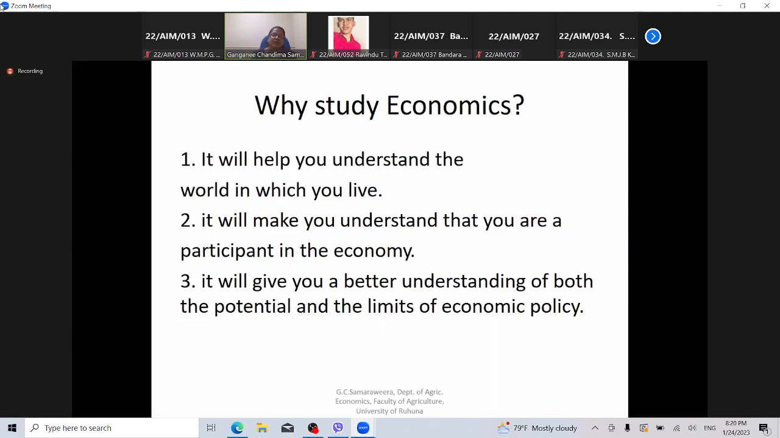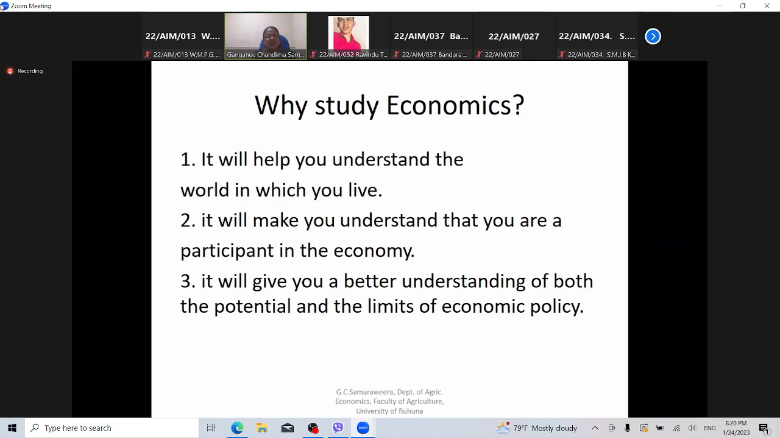Okay, what is the situation of the world where you live? What is the economic situation? How people buy things, how people eat things, how people live. So all of these you can learn while you are studying economics. Next one, it makes you understand that you are a participant in the economy. After studying economics, you are also a participant because you are doing some exchange.